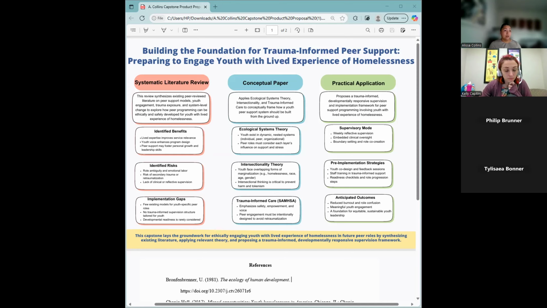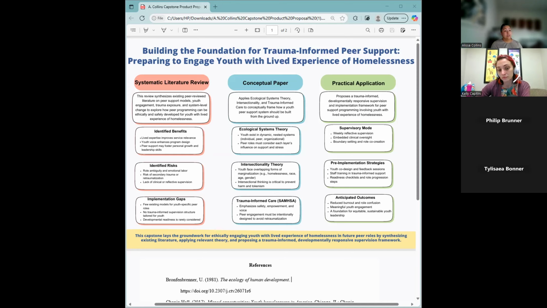With the conceptual paper, this is applying theory to better understand the risks and the needs that emerge from the literature, focusing on ecological systems theory, intersectionality theory, and trauma-informed care. Bronfenbrenner's ecological systems theory helped me consider how youth are shaped by their environments, including systems of care, peer relationships, and social policy, and how these nested systems impact readiness, support needs, and peer roles.